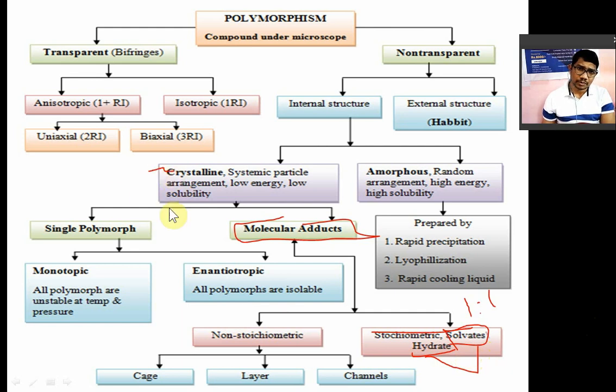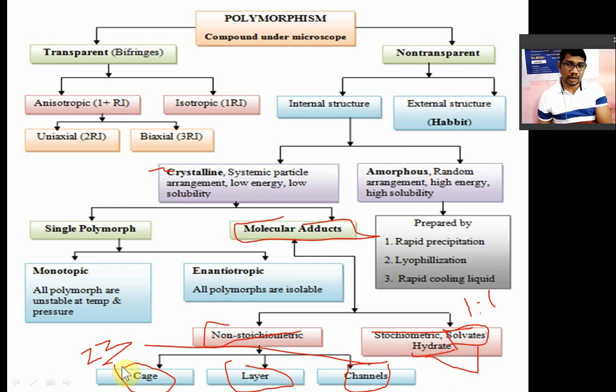Have to remember. Now non-stoichiometric means not in a proportion, not in a 1:1 proportion. So in non-stoichiometric adducts, depending on the shape, there may be a development of a cage-like structure, a layer-like structure, or a channel-like structure. A GPAT 2023 question was on this. Molecular adducts having a channel-like shape are known as non-stoichiometric channels. Cage, layer, channel, these were the three options. That means a question has come on this as well. Are you getting it or not?